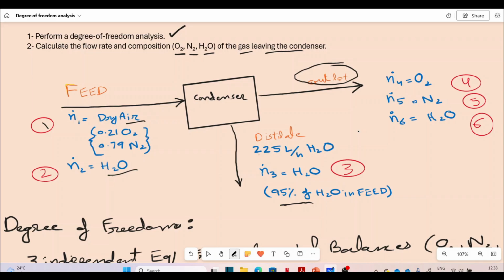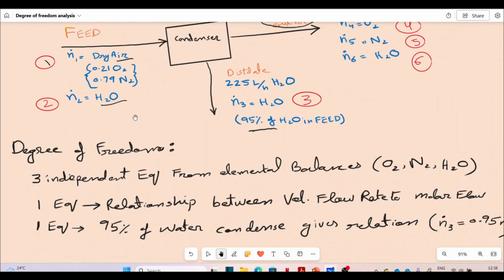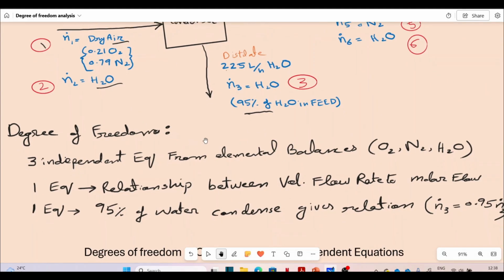So we don't know the molar flow of oxygen, nitrogen and water. So now we can count the unknowns. The first one is this N1, N2, N3, N4, N5 and N6. So there are 6 unknowns. To perform the degree of freedom analysis, we have to write independent equations. To solve this problem we must have at least 6 independent equations.